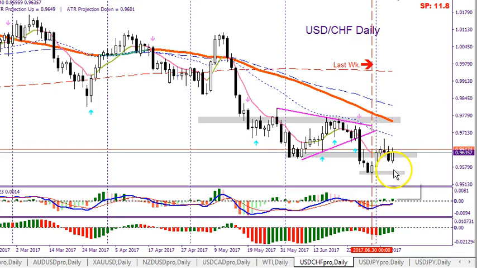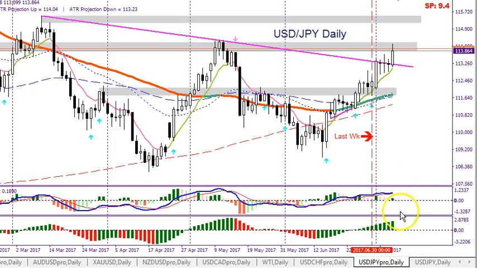Again, you want to wait for evidence. And if we believe price is going to go higher, we want to buy above 0.9655. If we believe price is going to go lower, then we want to sell below 0.9590.